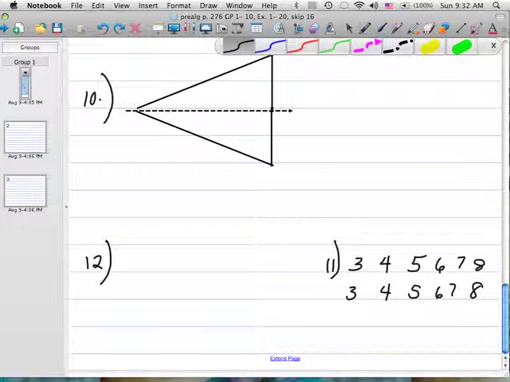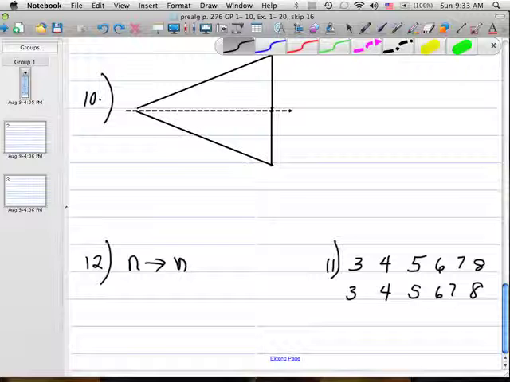So number 12, write a function rule to represent the relationship between the number of sides of a regular polygon and the number of lines of symmetry. Use n to represent the number of sides. So n goes to n. n is paired with n. The number of sides equals the number of lines of symmetry.